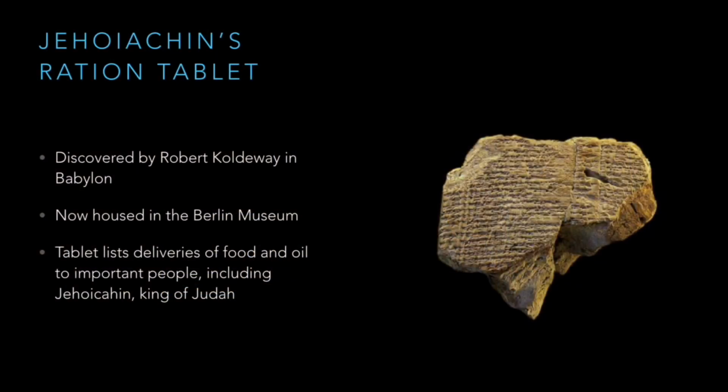I really like the next artifact that was discovered during Robert Caldervey's excavations. It's this: Jehoiachin's ration tablet. The tablet lists deliveries of food and oil to important people, and one of the individuals it mentions, by name, is Jehoiachin, king of Judah. Not only is this extra-biblical evidence for the historicity of the king, but it's also fascinating that it actually supports a very seemingly insignificant detail that's mentioned in the Bible, that Jehoiachin was given daily rations of food by the king.